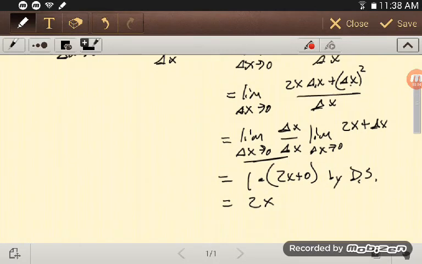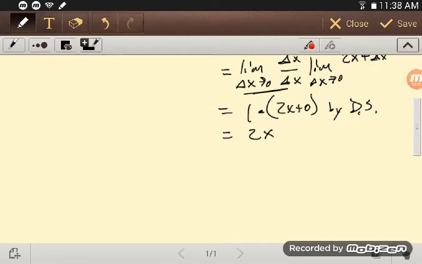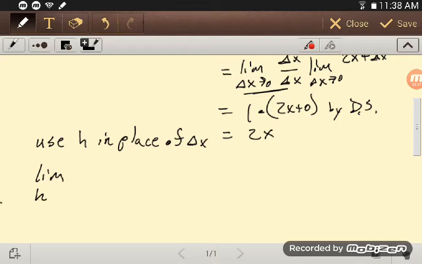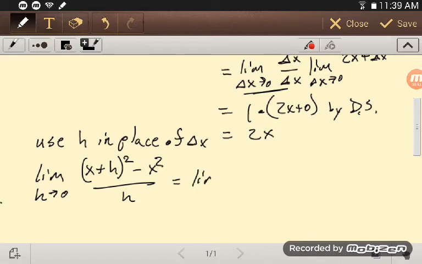Now I'm going to do this again in that the author does the delta x thing, but in so many ways it's nicer to use h in place of delta x. And so you could write this as the limit as h goes to 0 of (x plus h) squared minus x squared over h. So you see it's still 0 over 0, works the same way. It's just much nicer to write.